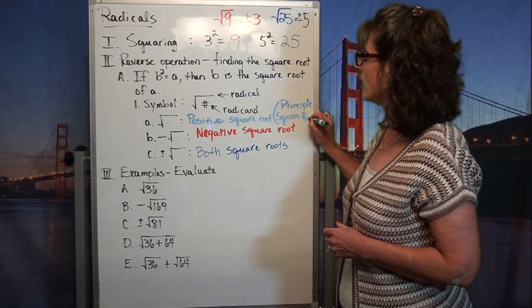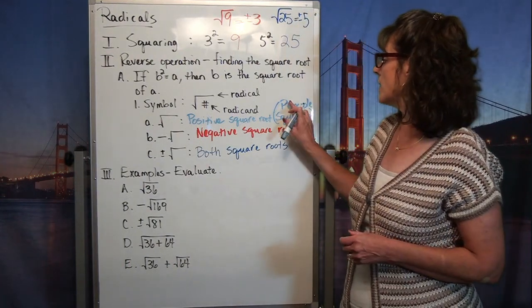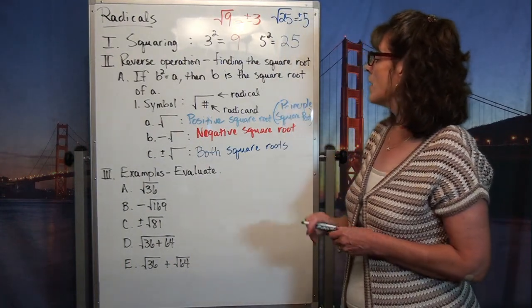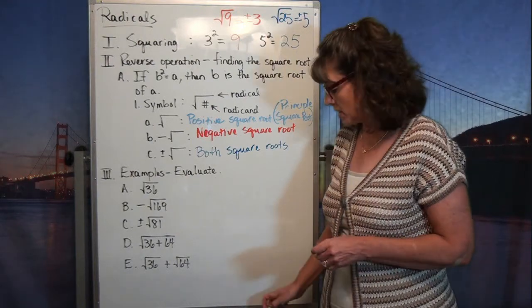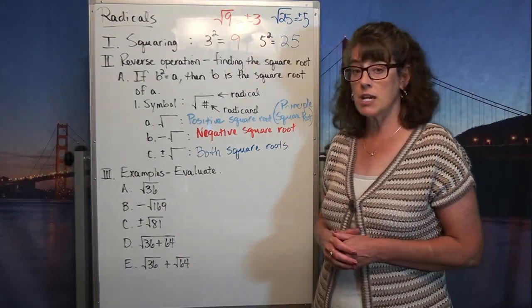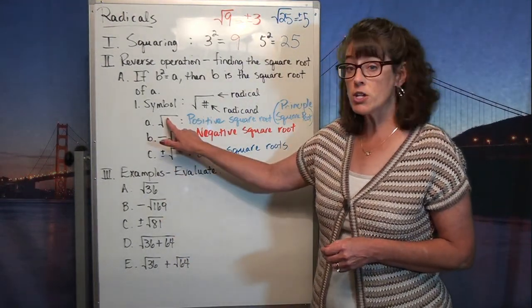Again, because it is utilized an awful lot, it is called the principal square root. So let's take some examples of this. Notice that I've got 5 examples sitting here, and this first example looks very much like this.